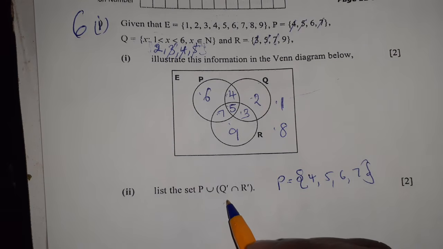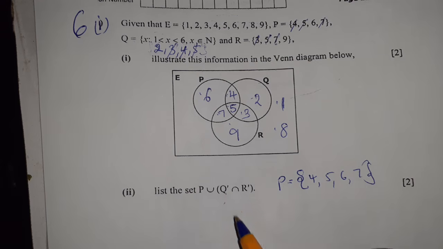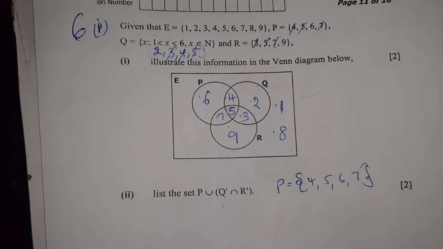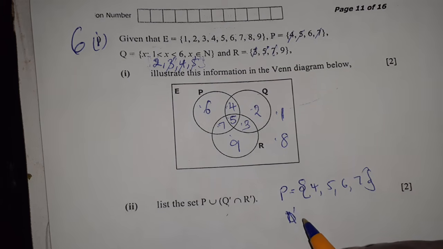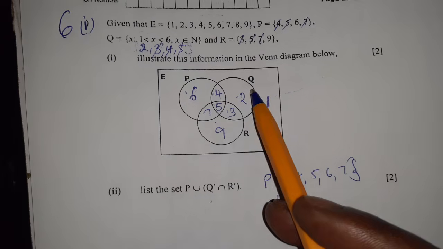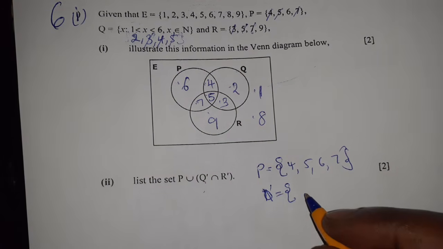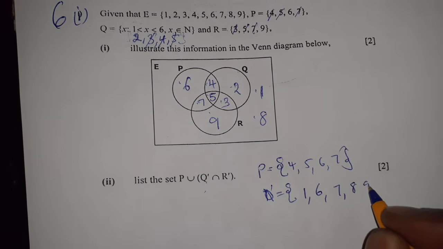This set, it is the same. You can actually list the other thing that you can do here. Or let's do it this same way. So we say Q complement. That would be better, isn't it? Q complement, meaning elements that are not in Q. And they are 1, 6, 7, 8, 9.